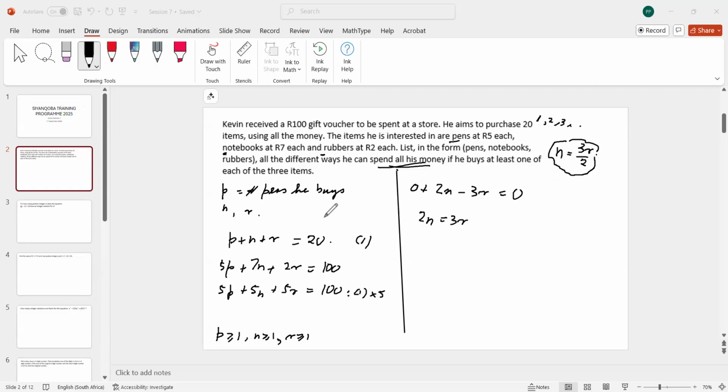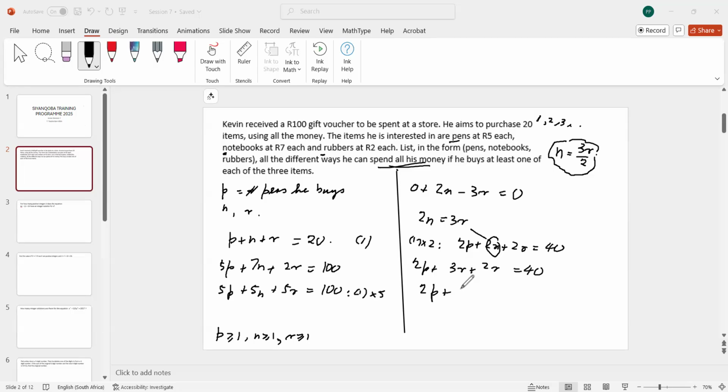So let's try to do that. I've got 2n equals 3r. Instead of putting n here, because then I'd work with fractions, let's multiply this by 2 to get the 2n. So you get 2p plus 2n plus 2r equals 40. So you multiply right throughout by 2. And the reason for doing that is that I'm going to replace this 2n by 3r. So you get 2p plus 3r plus 2r equals 40. Right, now you see n is gone.